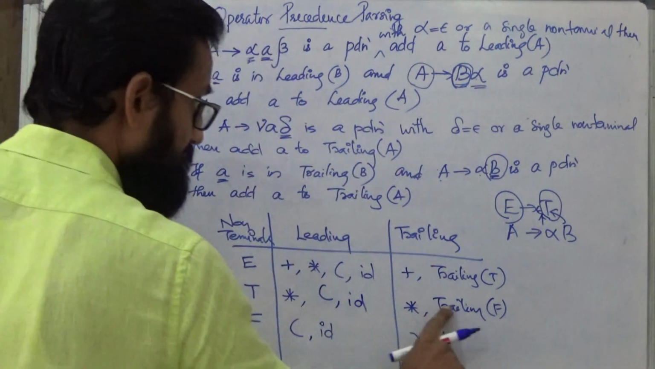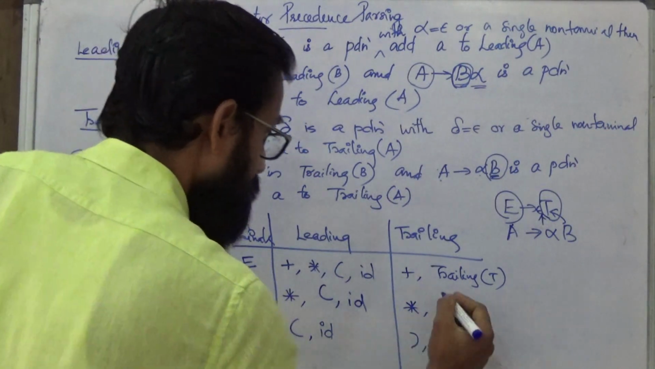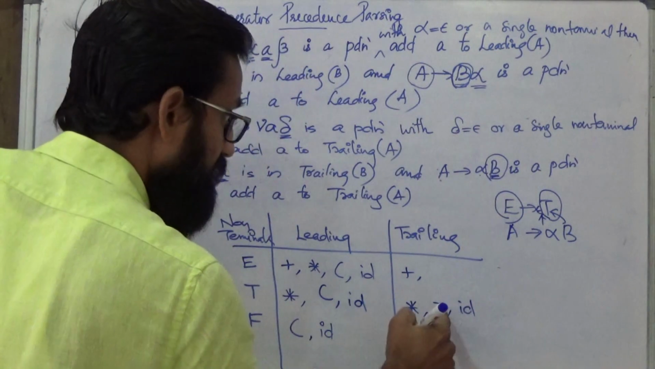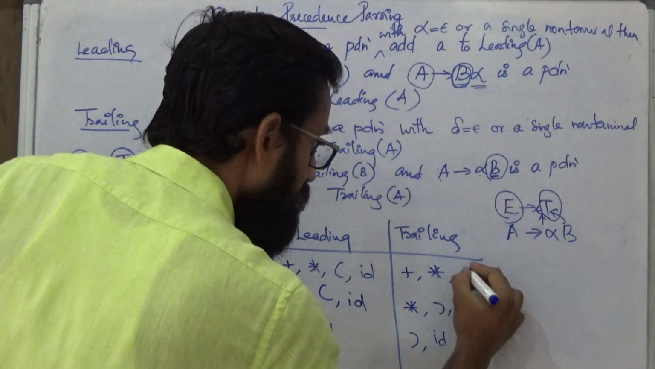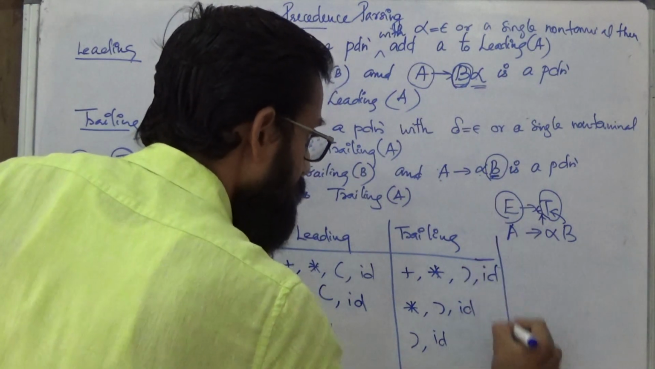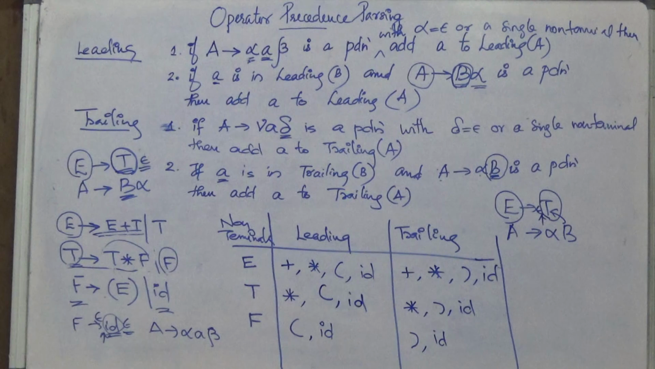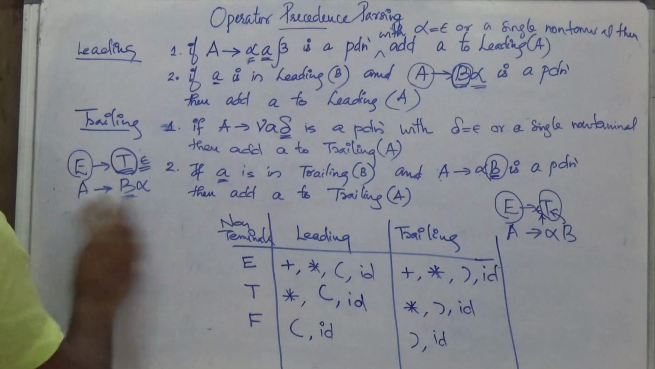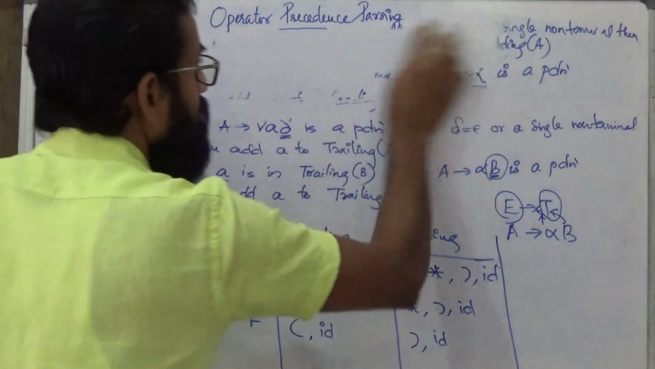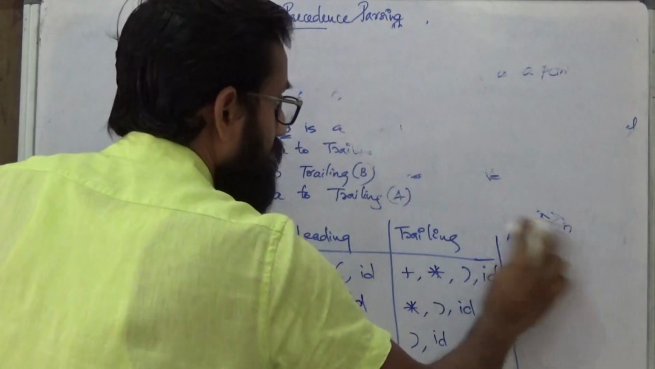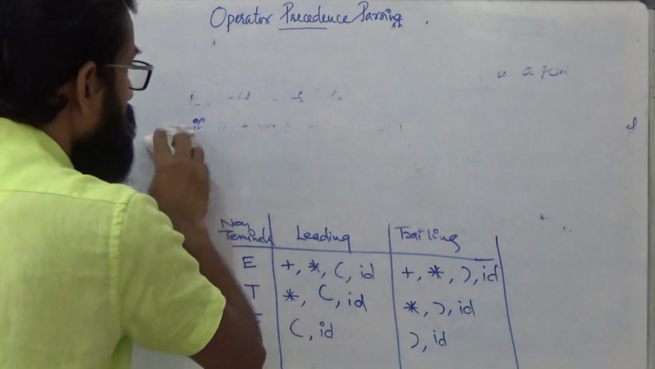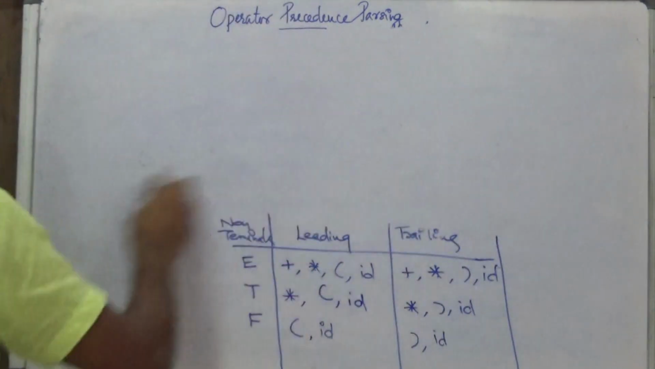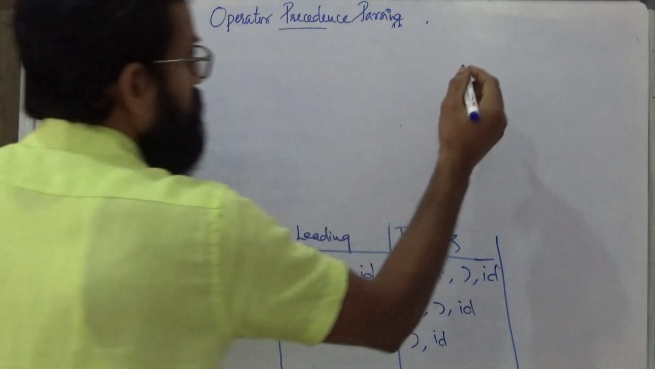Now you can replace this trailing of F with closing parenthesis and ID. Now trailing of T will be star, closing parenthesis, ID. So in this way you can compute leading and trailing. Now once after computing leading and trailing, we can easily establish the precedence relationship between the terminal symbols. So let me rewrite the grammar.